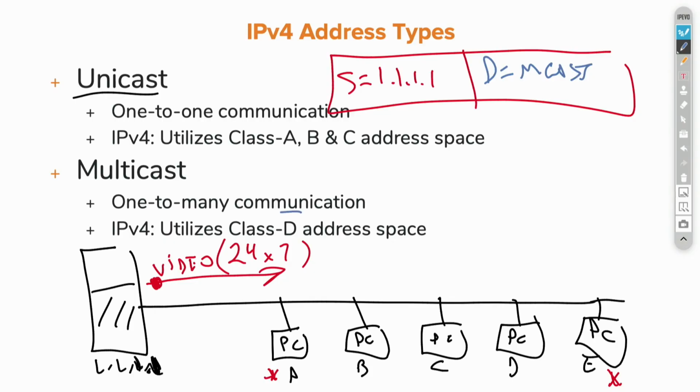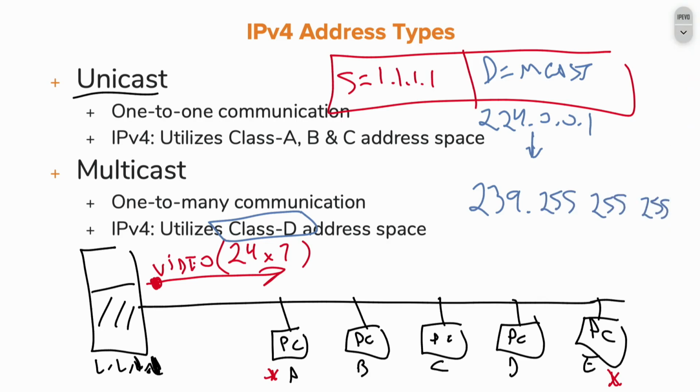And because it's class D, that means it's going to be somewhere from 224.0.0.1, that is the smallest class D address you can have, up to 239.255.255.255. That is the largest class D address space. So this right here is all class D, and a multicast is going to go to that.